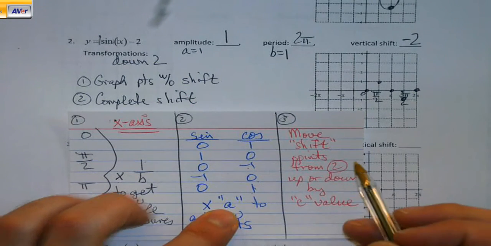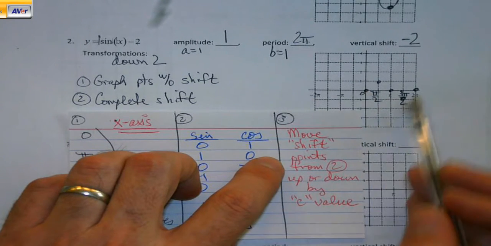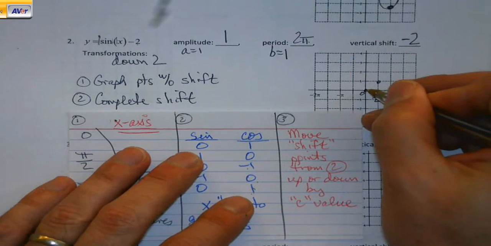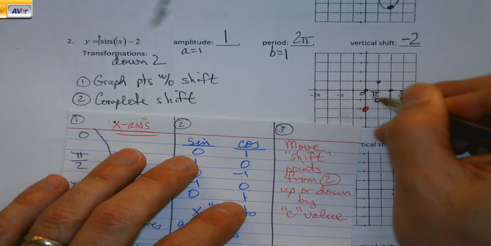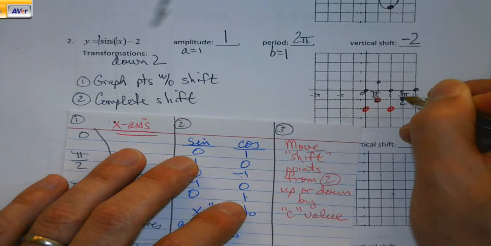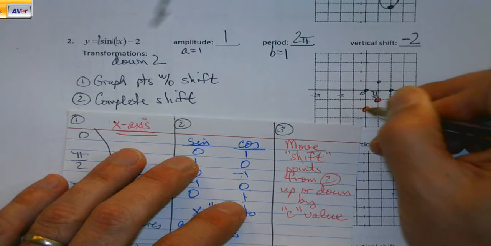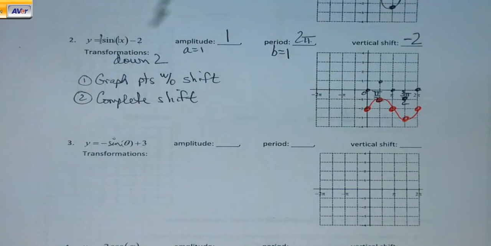So here's our last part. We're going to shift the points, these 5, up or down by my c value, which is going to be down 2. So I'm going to go to each one of these points and go down 2. If you have one color that you're working with, that's okay. Maybe just make your points a little bigger. And those are the ones that I'm going to connect to make my graph. That's the only difference between what we've been doing and what we're going to be doing here with our vertical shifts.